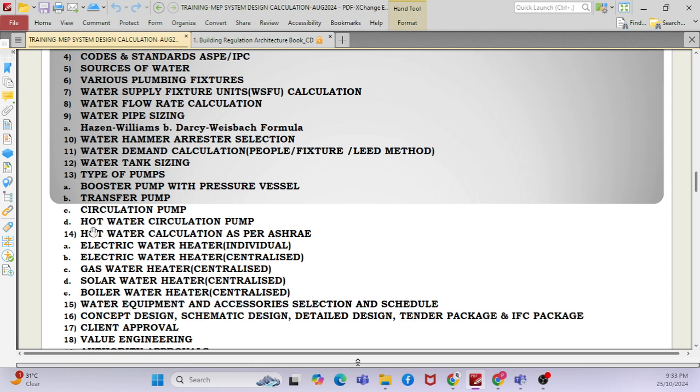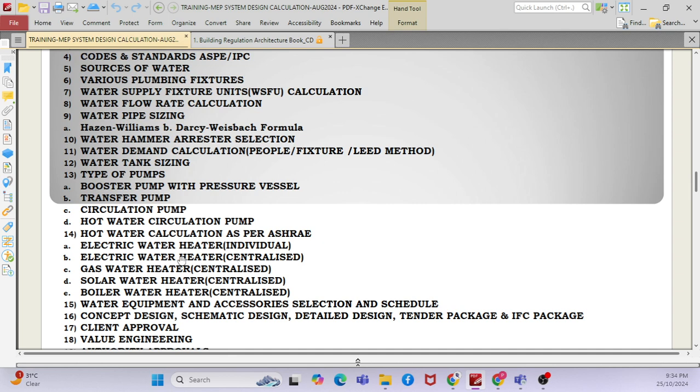Then there are also hot water circulation pumps, which are required for the hot water system. There are different types of hot water systems. There is an electric water heater, which can be an individual water heater or a centralized water heater. Then you have a centralized gas water heater, a solar water heater, and a boiler water heater. You have different types of equipment to heat the water.